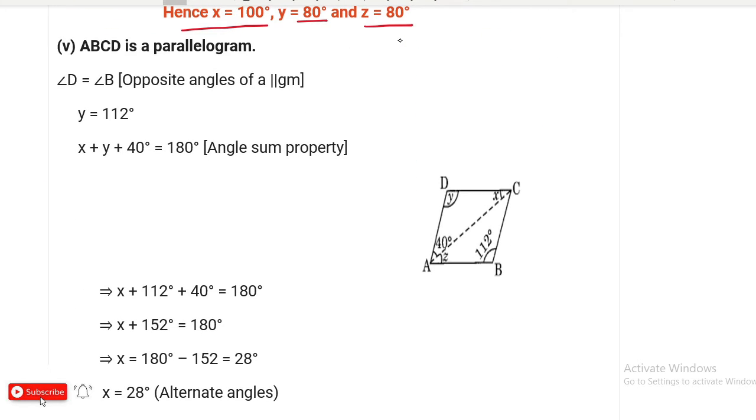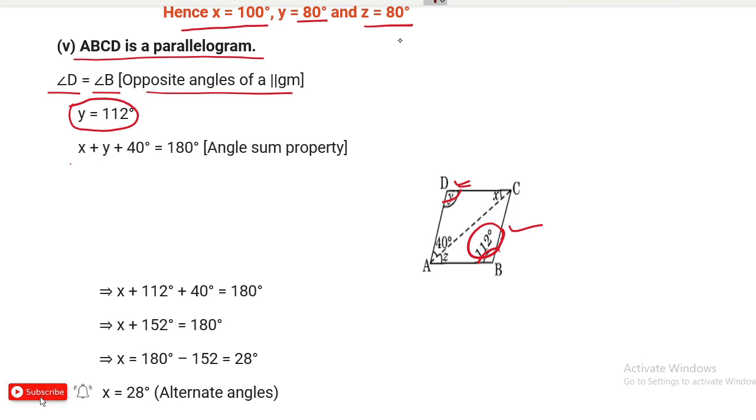Now the next question, question number 5. ABCD is a parallelogram. Here this figure is a parallelogram. Then in the parallelogram, angle D is equal to angle B. Why? Because the opposite angles of a parallelogram are equal to each other. Here is D and here is B. The value of B is 112. That's why the value of D will also be equal to 112.